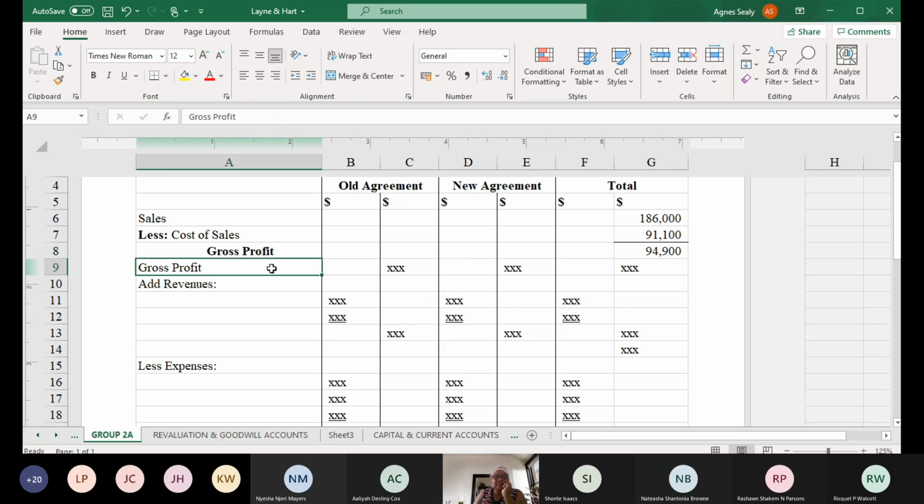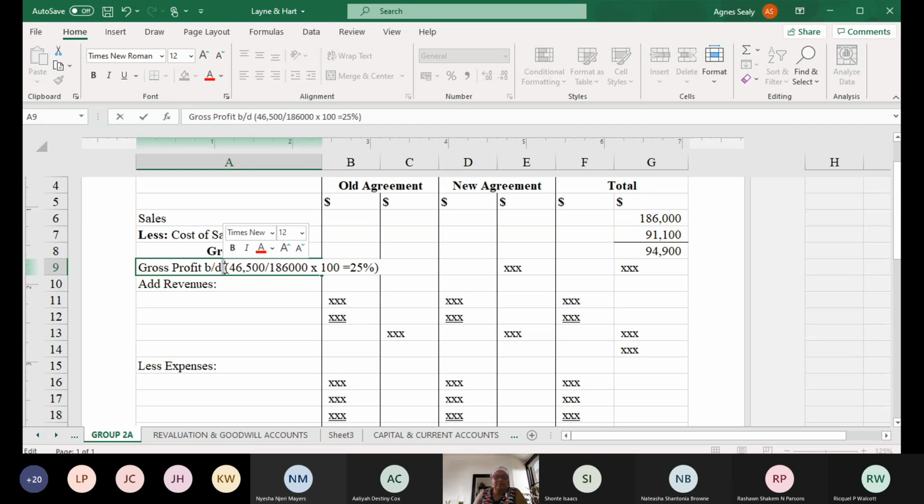And then we said we're going to split it between the partners. If you're splitting it, we're looking at what the gross profit was under the old agreement. Parsons would have had 25%. How they calculated 25%: it was 46,500 divided by the 186,000, which gave them 25% when multiplied by 100. That's how they came up with the 25%.